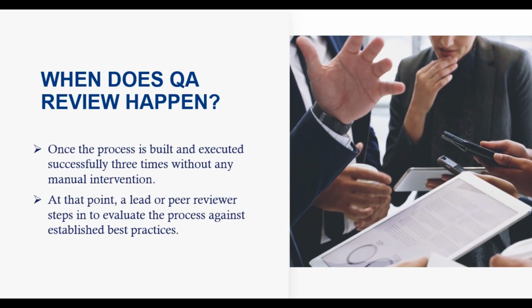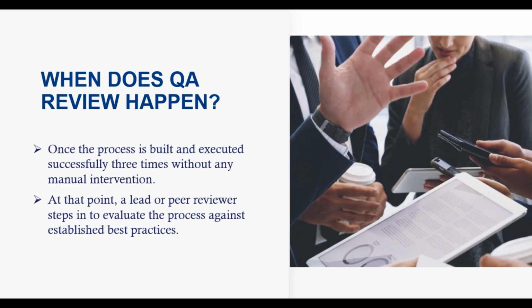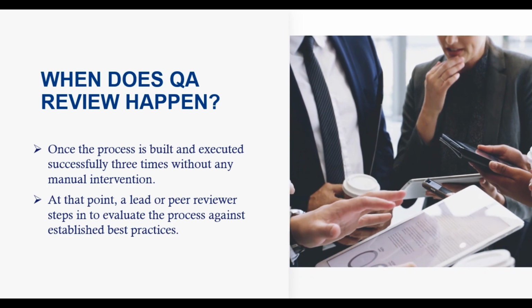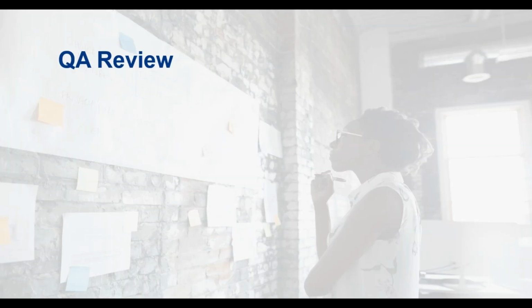When does QA review happen? A process becomes eligible for QA review once it has been built and executed successfully 3 times without any manual intervention. At that point, a lead or peer reviewer steps in to evaluate the process against established best practices.